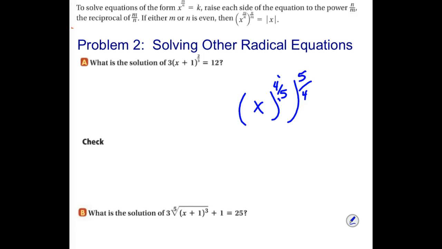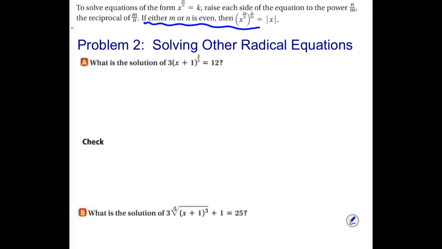So we can undo this by using a reciprocal power. Does that make sense? Okay. So looking at our example, I should talk about this here. It says, if either m or n is even, then we have to think about the absolute value. Another way of saying that is we need to include that plus minus. We have those options. If we are trying to square root something, we put a plus minus in front, right?